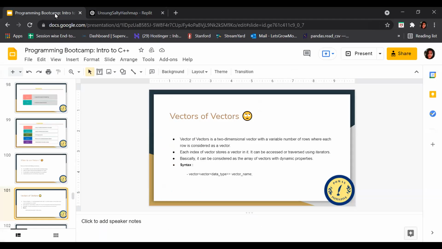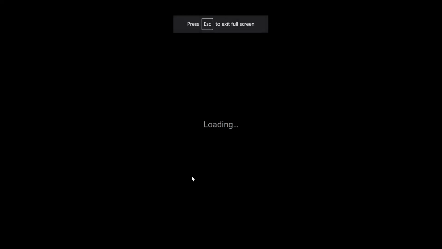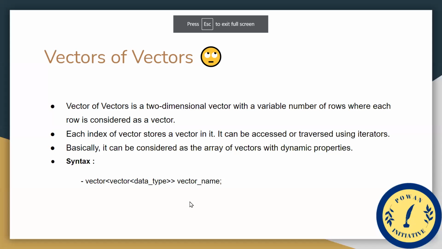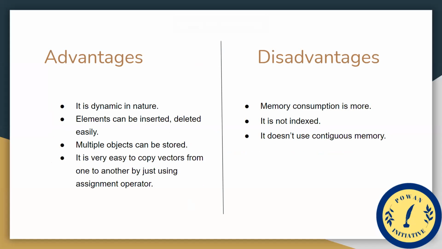Okay, now let's move to our theory part again. What are we left with here? So yeah, we have this one completed. Okay, now what are the advantages and disadvantages of using a vector? See, the advantages: it is dynamic in nature, as we know it is called a dynamic array. Second, elements can be inserted and deleted easily, like push back and pop back, as simple as that.